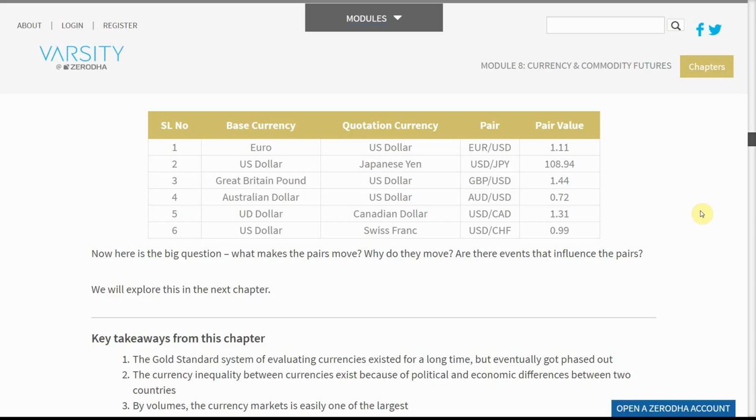2. US dollar, Japanese yen, USD JPY: 108 Japanese yen and 94 cents. 3. Great Britain pound, US dollar, GBP USD: 1 United States dollar and 44 cents. 4. Australian dollar, US dollar, AUD USD: 72 United States cents. 5. US dollar, Canadian dollar, USD CAD: 1 Canadian dollar and 31 cents. 6. US dollar, Swiss franc, USD CHF: 99 Swiss rappen.